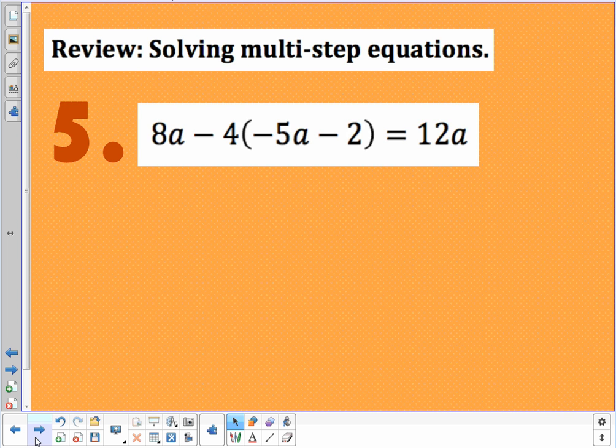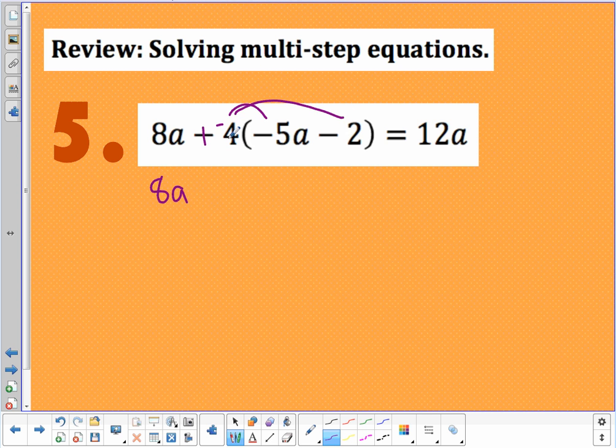Number 5 is 8a minus 4 times the quantity of negative 5a minus 2, and that's all equal to 12a. I need to start by distributing the negative 4. Remember that you can think of this as plus negative 4, and that's what's being distributed. So I have 8a, I have plus, because now a negative 4 times a negative 5 is a positive 20a, and then negative 4 times negative 2 is a positive 8, equals 12a. Then I need to combine my like terms, so 8a and 20a is 28a.